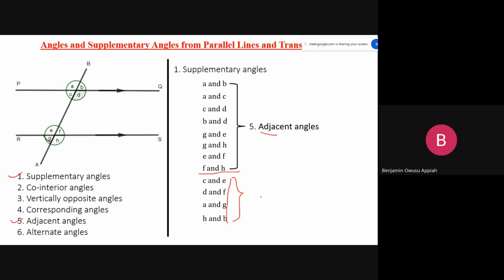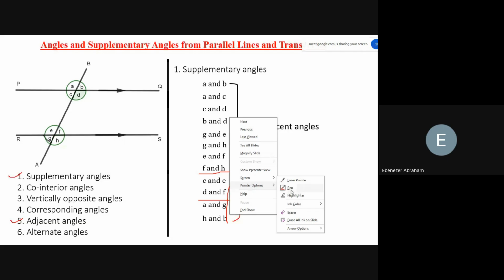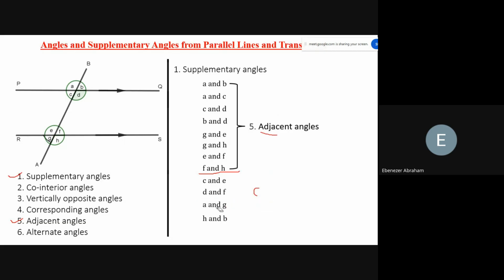Yes, sir. So this part will be co-interior. I think this is C and E, D and F. Which one again? It's only the top one. That's the co-interior. The first two, am I right? Yes, the first two. That is called co-interior. So the last two are not. Okay, you are making progress.